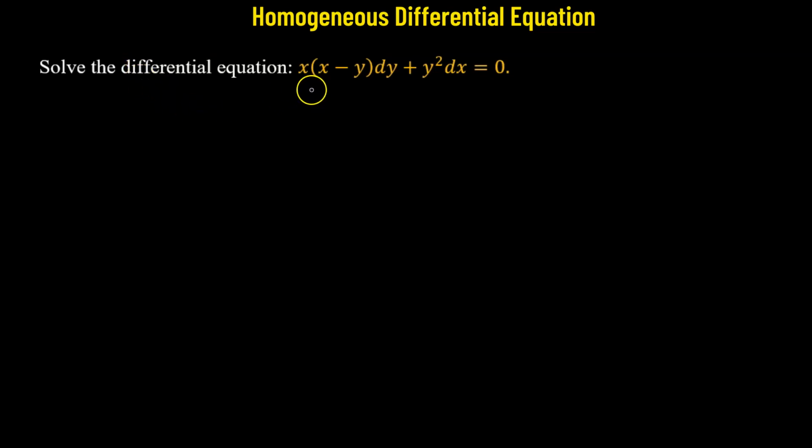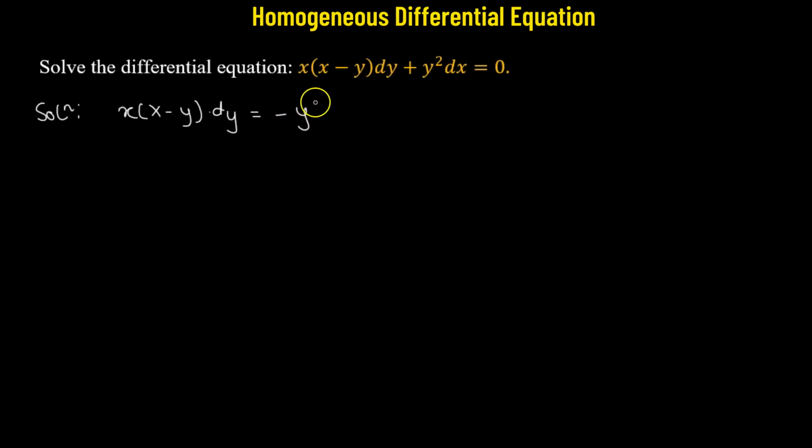Let's solve the following differential equation. Our first step will be to rewrite the differential equation in terms of dy over dx. For that, we will consider the first term, x times (x minus y) times dy, and we will take the second term to the right hand side.